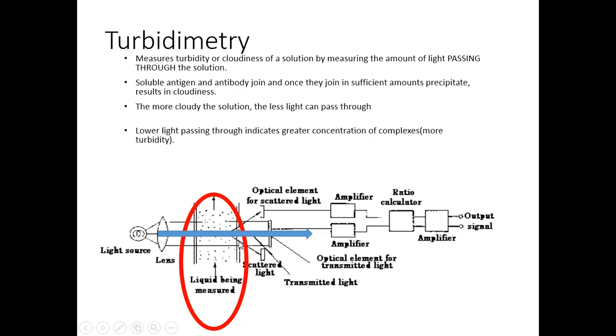And we don't count that. We count only the stuff that gets to this detector unit. So turbidimetric testing tests for the amount of light that passes through a cloudy solution and gets measured on the other end.